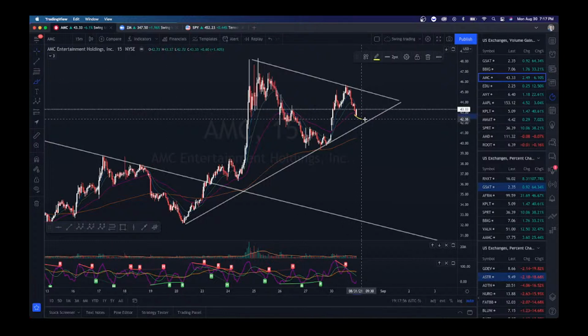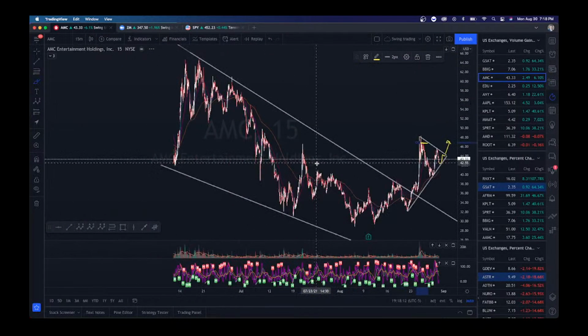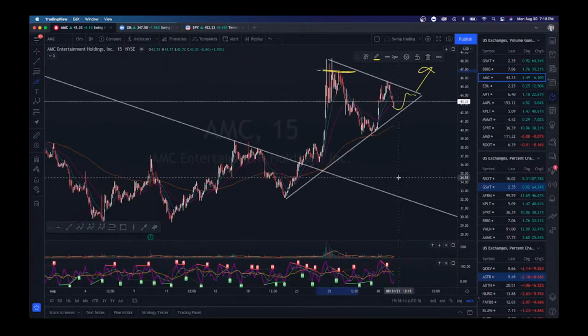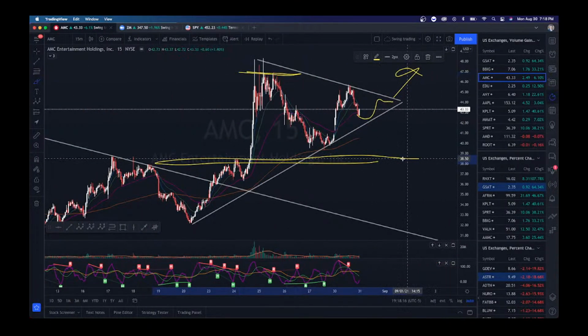So currently it's probably just going to sit here for the next couple of days until probably tomorrow, maybe either tomorrow or the following day. It's going to make a choice on what it wants to do. If you see a massive break up and it gets over this area right here, which is roughly $47, you can continue to see it go up. If it breaks down, it's probably going to come and retrace to this $38, $39 area.